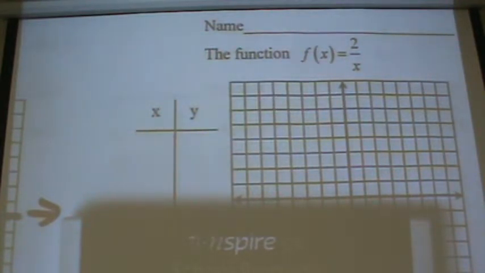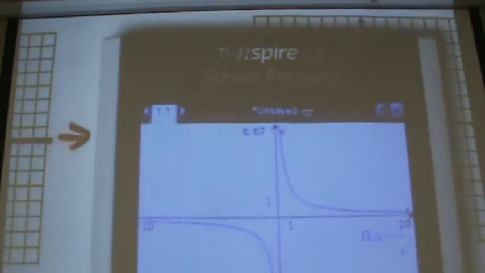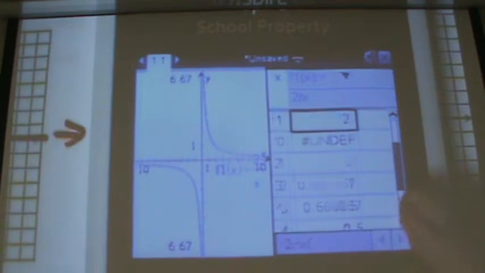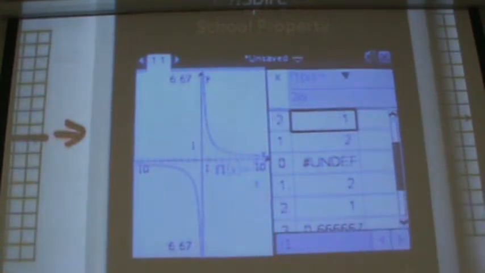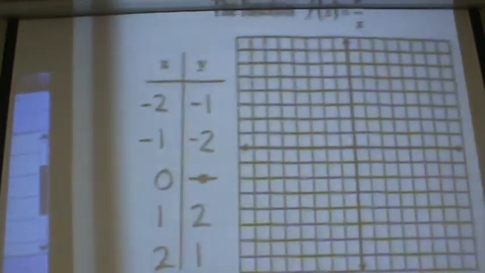So this one is now 2 over x. How does it differ from the other one? Boomerang is farther apart. Yep. Can you look at the table, are we in the same quadrants? Yes. Hit Control T, and let's look at our points that we can graph. So it looks like -2, -1, -1, -2. 0, we've got undefined again. We've got 1, 2, and 2, 1. I want you to sketch the graph of this.